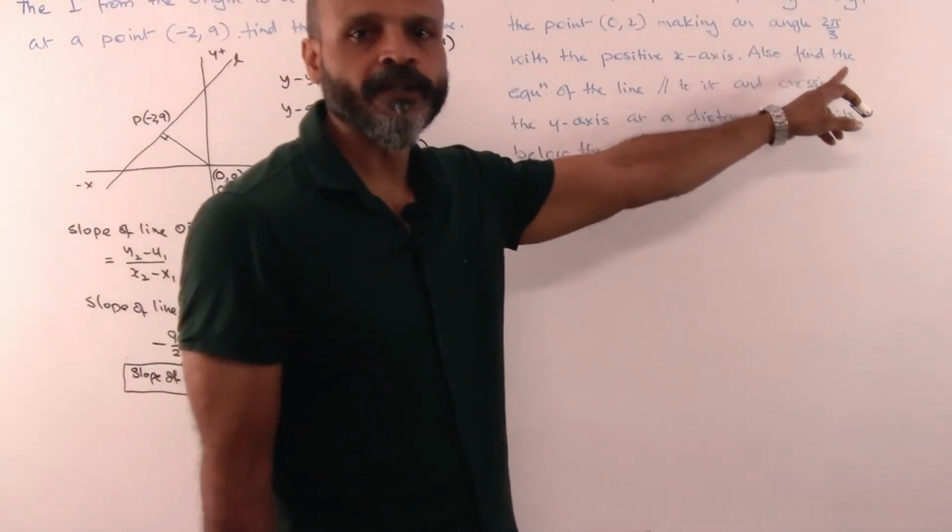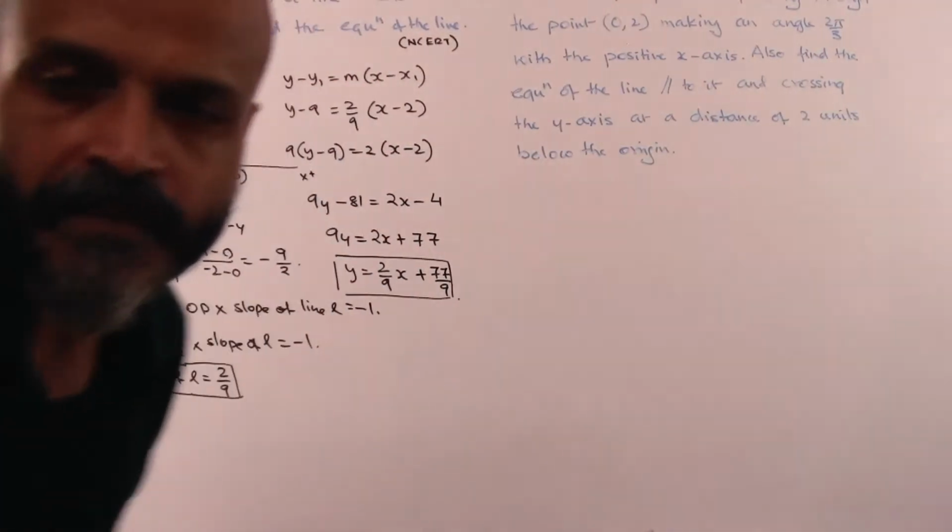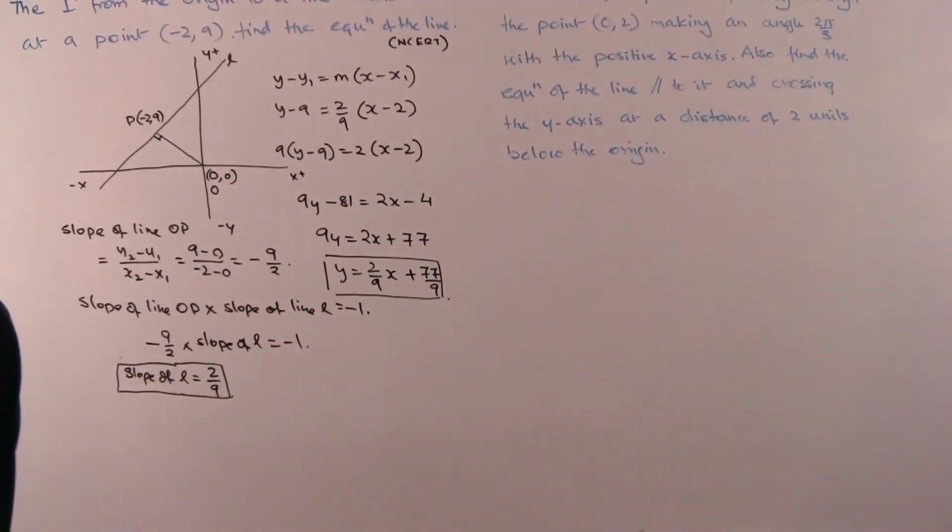Okay, find the equation of the line passing through. Is this visible? Okay, I suppose it is.